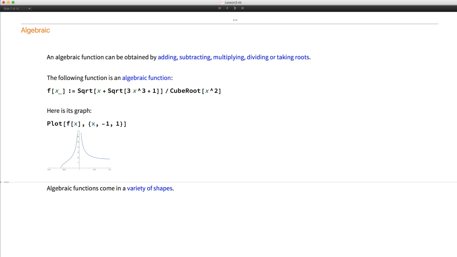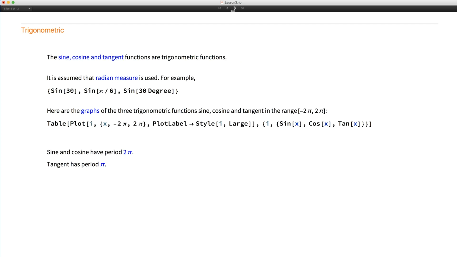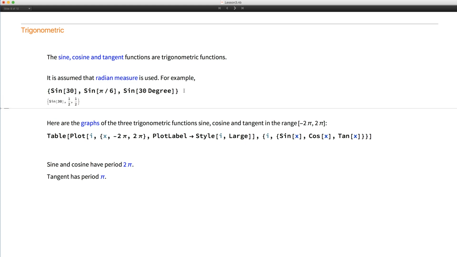Okay, so beyond the algebraic functions, we then have the trigonometric functions, which of course many of you might be familiar with. So the sine, cosine, and tangent functions are the trigonometric functions. Now, just a word of warning, in the Wolfram language, we always use the radian measure. So if I say sine 30, that's not so good. You either say sine pi over 6 or sine 30 degrees when you really want the sine of 30 degrees. And then, of course, you get the correct behavior.